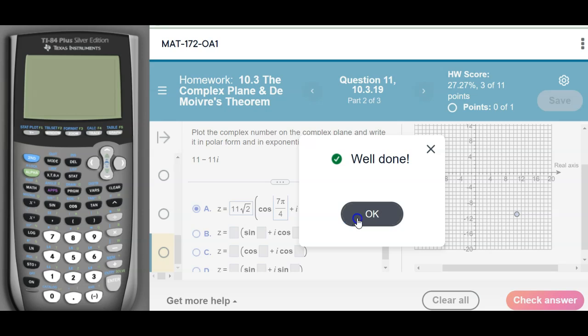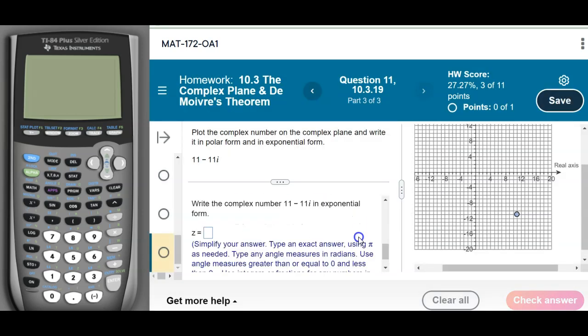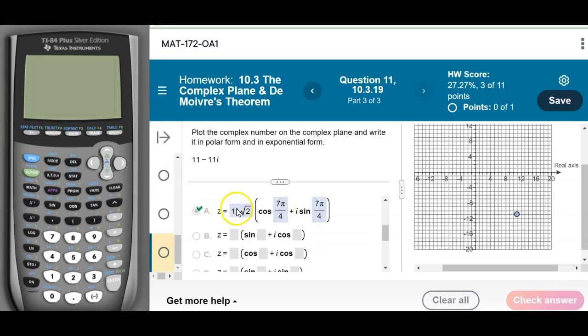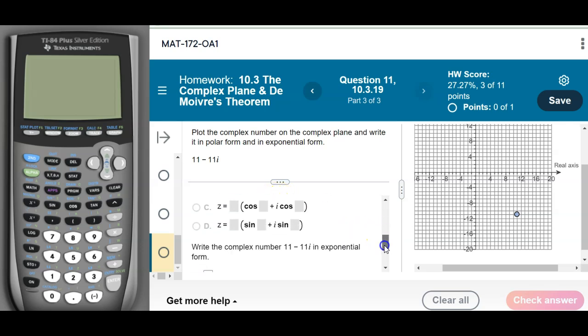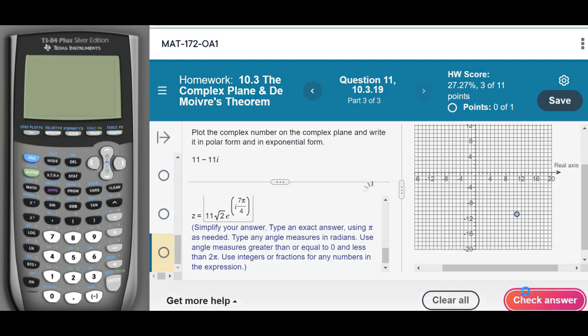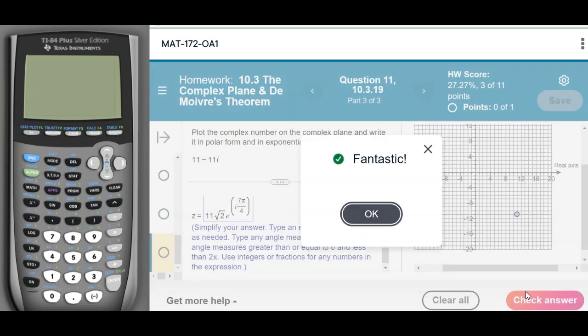And then once I have the polar form, I basically have the exponential form. All I have to do is grab the number that's out front. That's still going to be in front of the e to the power of, and then it's i times the argument, i times theta. Alright, so there's what I wrote, 11 square root of 2 e to the power of i times the angle, the 7 pi over 4 from the previous answer. So once you get the polar form, you have everything you need for the exponential form. You just got to get everything in its right place.